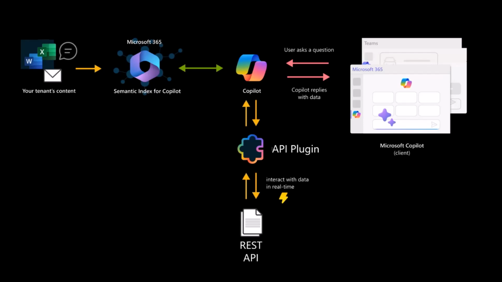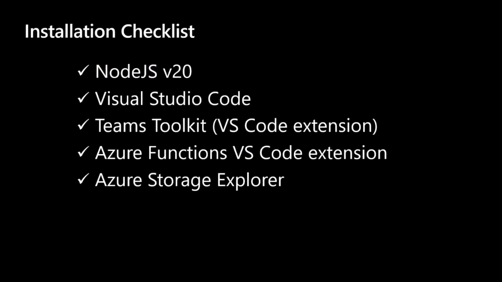This is a really powerful scenario, in my opinion, because you can add advanced functionalities to your agents and make Copilot for Microsoft 365 even richer and more complete from an end user point of view. So now let's move to the requirements that you have to satisfy in order to create such a solution and in order to consume an API plugin.